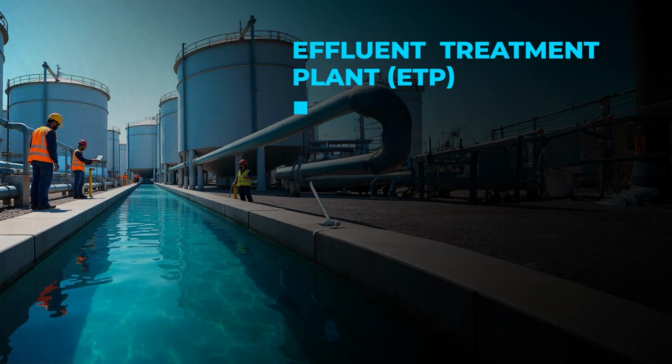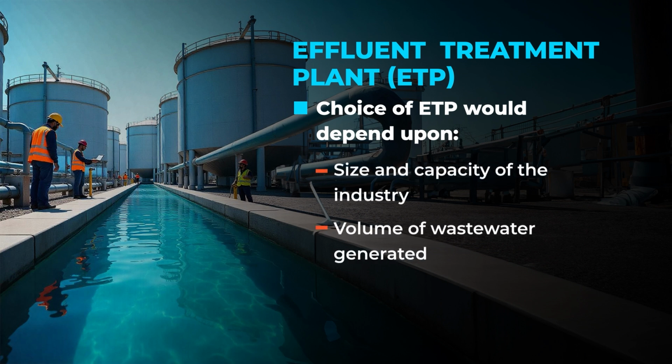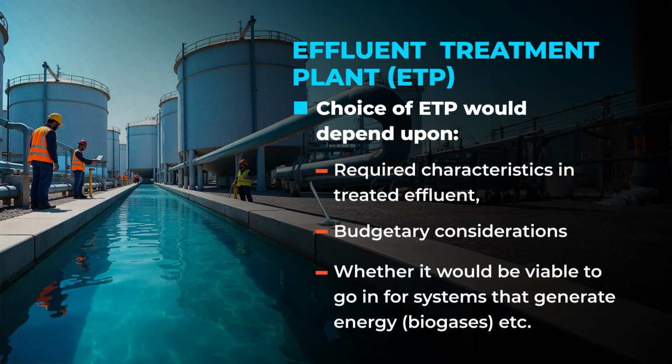And the design of the ETP depends on various factors, like what is the size and capacity of the industry, what is the volume of the wastewater generated there, what are the wastewater characteristics, what are the required characteristics in the treated effluent from that industry, what are the budgetary considerations, and whether it would be viable to go in for systems that generate energy like biogas or heat, etc.